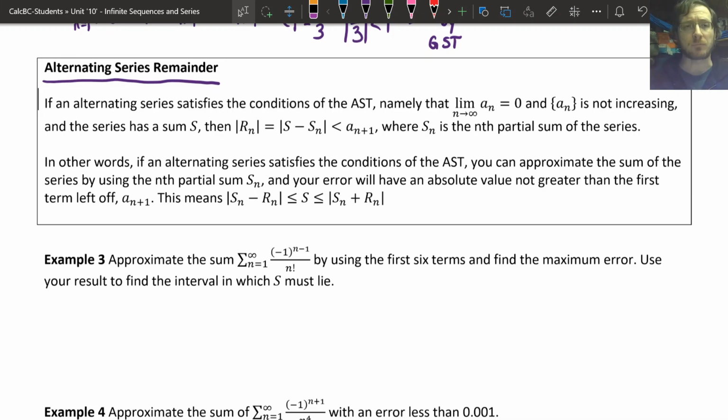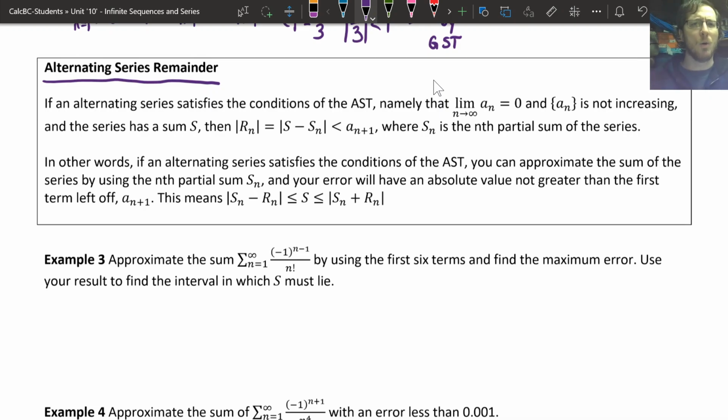In other words, if an alternating series satisfies the conditions of the AST, you can approximate the sum of the series by using the nth partial sum s sub n. This is pretty cool. This is going to be useful. It's going to save us a lot of work. And your error will have an absolute value not greater than the first term left off, a sub n plus 1. This means the absolute value of s sub n minus r of n is less than or equal to our actual infinite sum, which is less than or equal to that partial sum plus the remainder, absolute value of that.